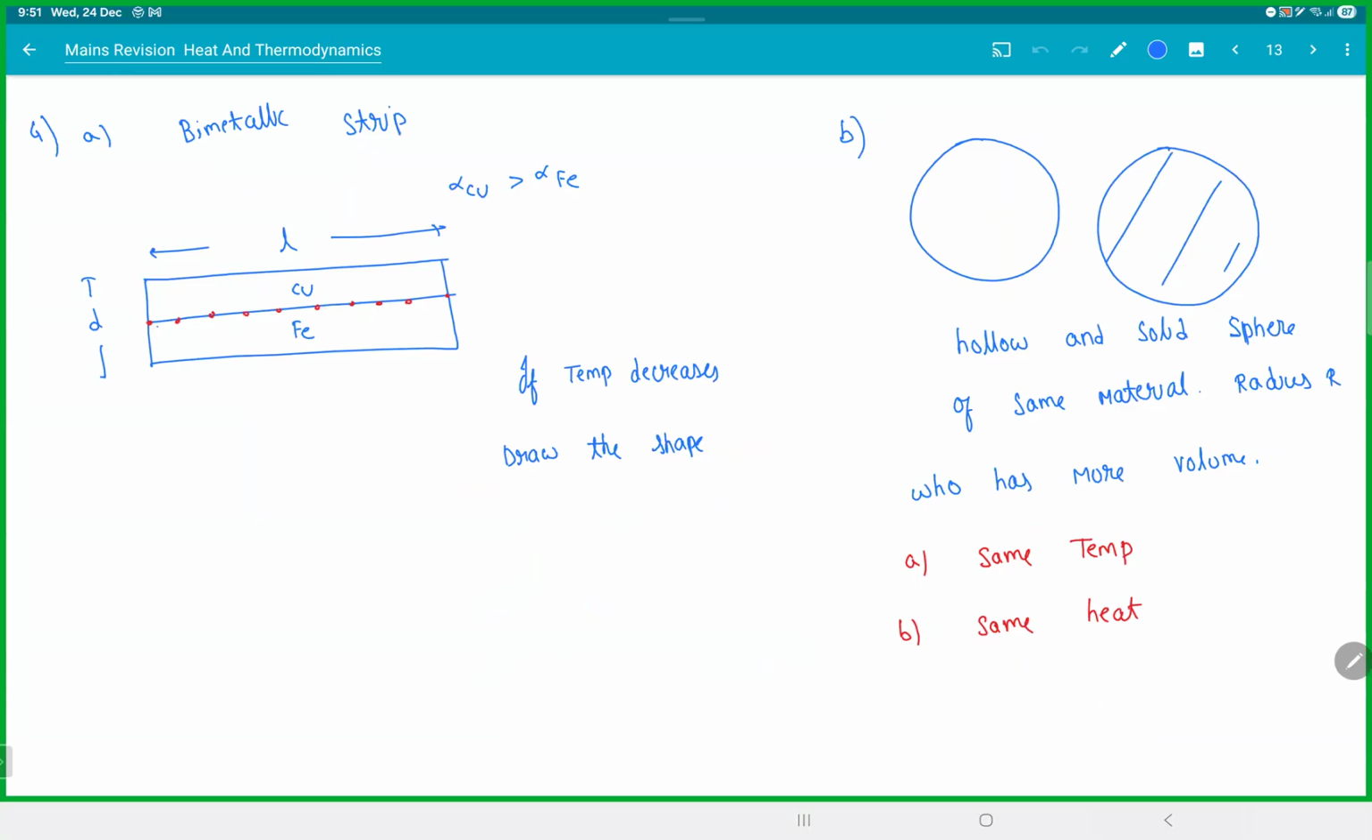Bimetallic strip. So we have a copper and iron, both welded side by side, with thickness d and length L. L is much greater than d. If temperature decreases, draw the shape. Second thing, we have a hollow shell and a solid sphere of same material and radius r. Who will have more volume at the same temperature, and when they are given the same heat?